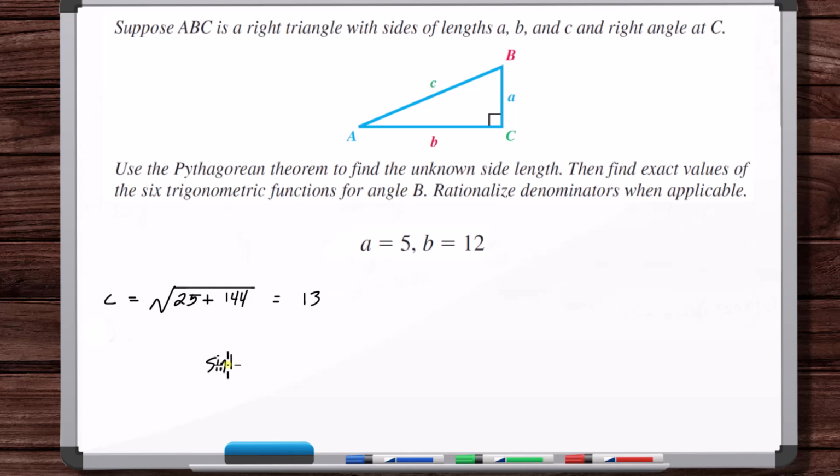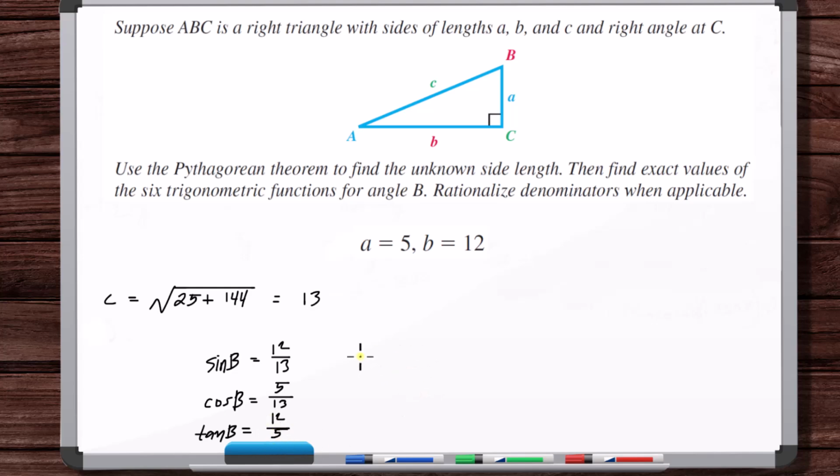So what is sine of B? Opposite over hypotenuse, that's b over c, so 12 over 13. What is cosine of B? Adjacent over hypotenuse, that's a over c, so 5 over 13. What is tangent of B? Opposite over adjacent, that's b over a.